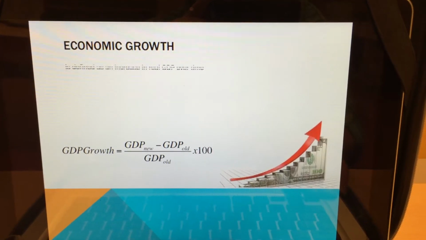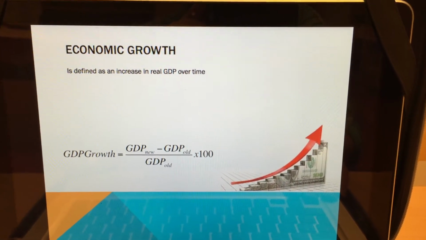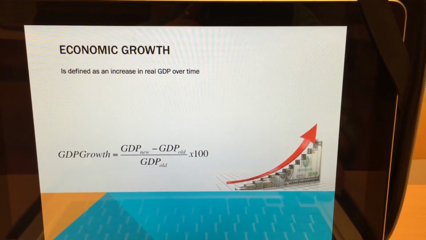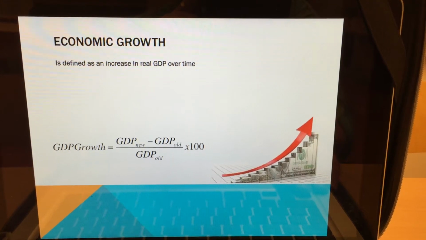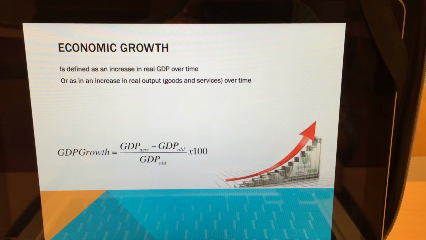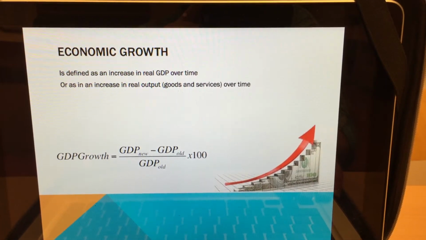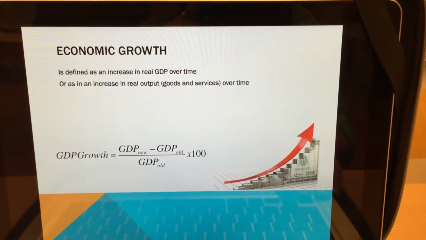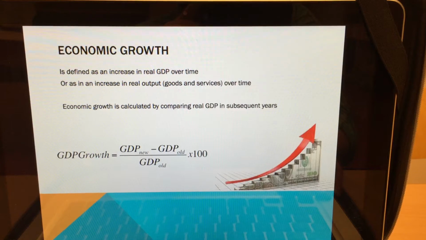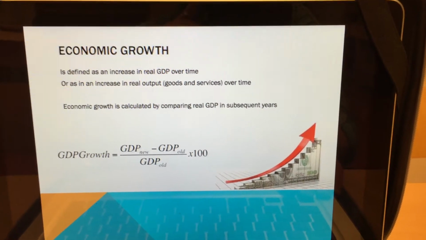Okay, economic growth. How is it defined? Well, the first definition is simply an increase in real GDP over time. Please remember that. That's an important definition. You could also say it's an increase in real output, or in the output of goods and services over time. That's also acceptable. And please note that you calculate GDP growth by comparing it from one year to another.